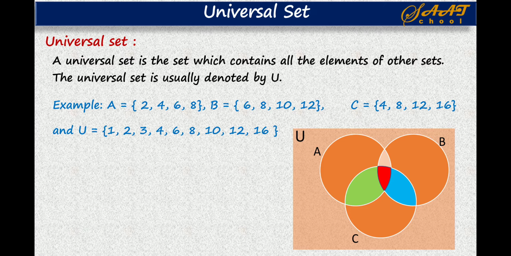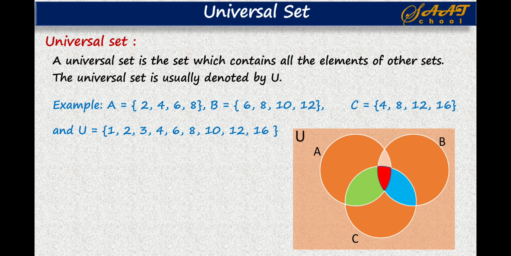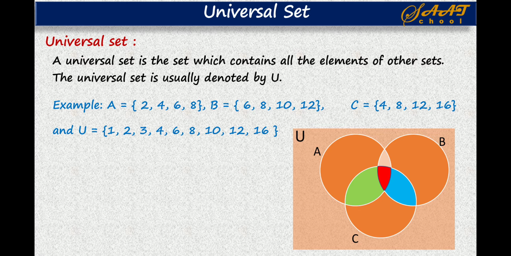I hope you managed that. So let's see the common elements between A, B, and C. For this moment, you just leave U, I mean universal set. Just look at three sets A, B, and C. Now try to find the common element. Here the common element is 8. So the red section represents the common section for sets A, B, and C. So that is the intersection of A, B, and C.